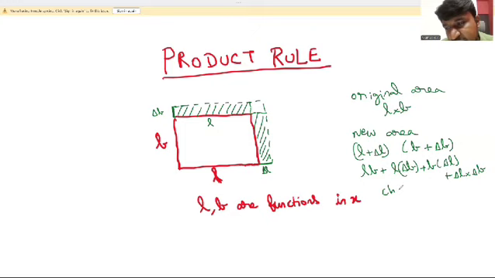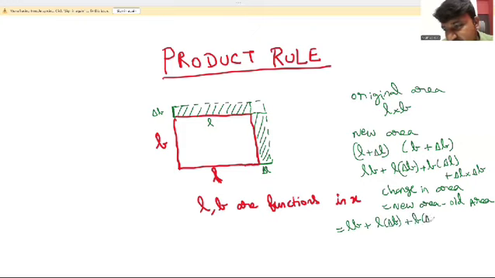So what is the change in area? If we subtract the old area from the new area, we will get the change in area. The new area I have got as LB plus L times del B plus B times del L plus del L into del B. From this, you subtract the old area L into B. So LB minus LB gets cancelled off, and we are left with this.